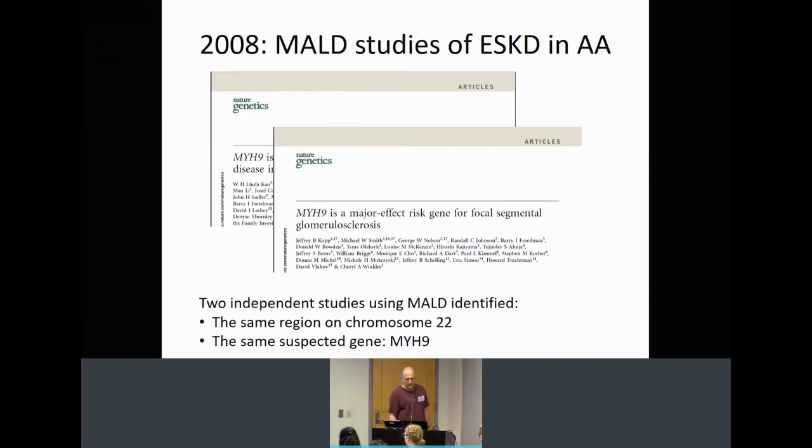So the conclusion of both of these studies, and I just want to introduce 2 of the stars of our talk, Jeff Kopp and Cheryl Winkler from the NIH. So these are the big shots in kidney disease in the NIH then, and I think possibly also today. And so they were the first and last author of one of the papers. The other paper, I think, was from Johns Hopkins.